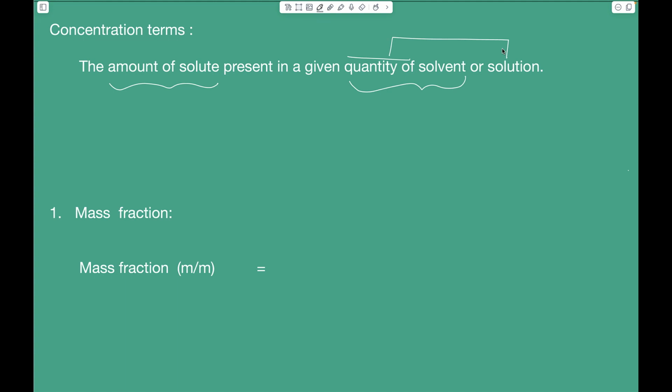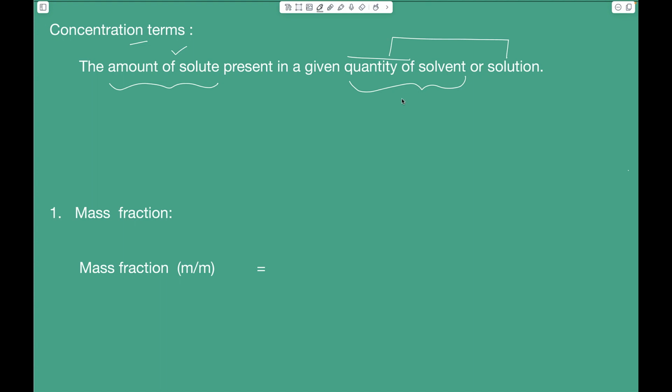This is obvious, right? If you dissolve a given amount of solute in a lesser amount of solvent, then the crowdedness of the solute particles will be more. And if you dissolve the same amount of solute in more solvent, then the crowdedness of the solute particles will be less, because the solute is getting divided over a larger amount of the solvent. Therefore, concentration of a solution is nothing but the ratio between the amount of solute and the quantity of solvent, or the quantity of the solution.